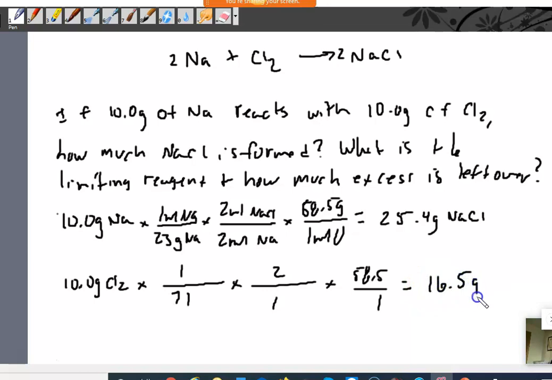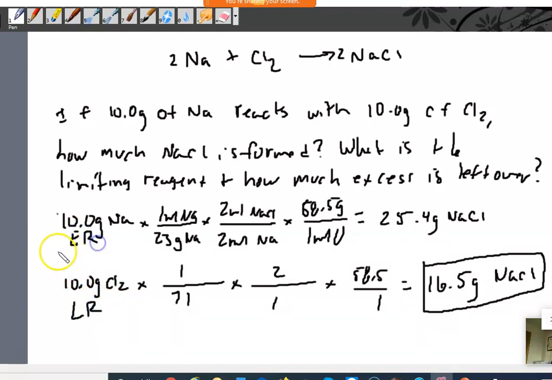16.5 grams. Does that make sense? Everybody gets? So you form 16.5 grams of sodium chloride because it's the lower of the two. That means my chlorine is my limiting reagent. That means my excess reagent is sodium. And then how much sodium is left over?